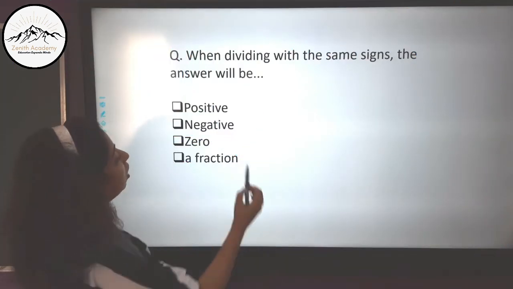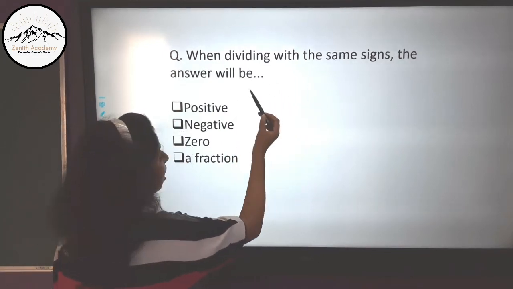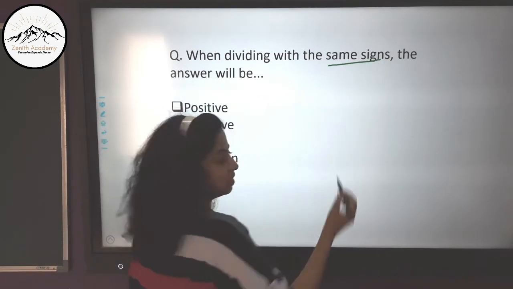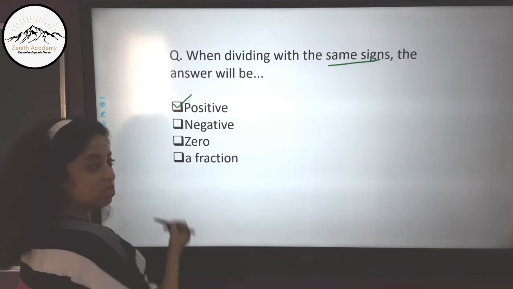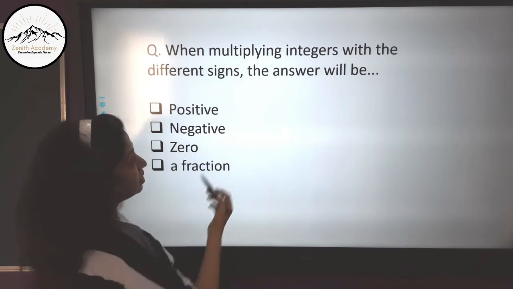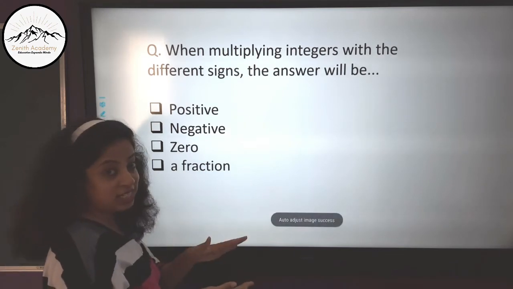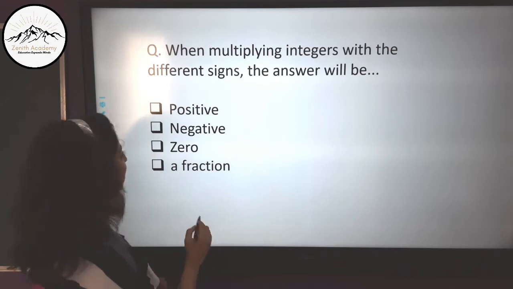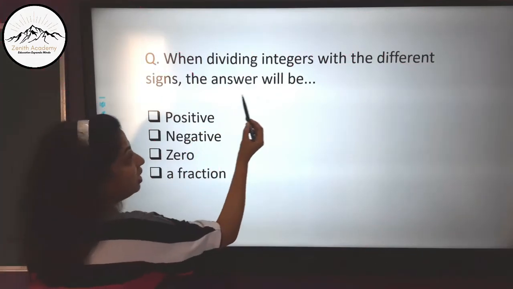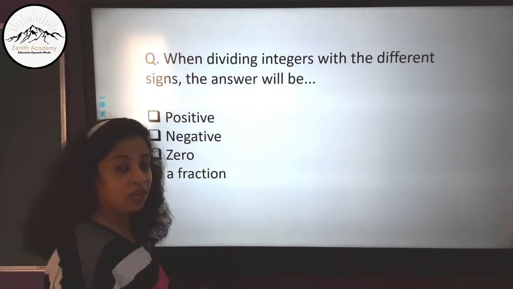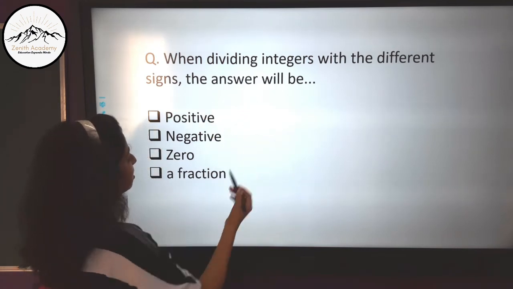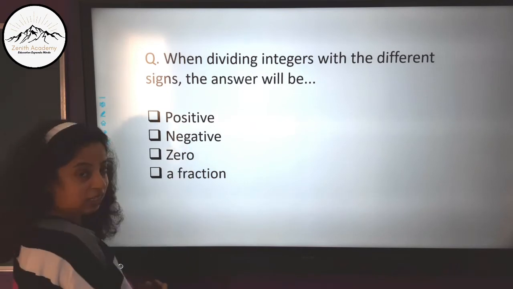Now next question, when dividing with the same signs, the answer will be, now here also we follow the same rule. Since there are same signs, the answer will always be positive. Let's look at another question. When multiplying integers with different signs, the answer is, yes, negative. When dividing integers with different signs, the answer will be, here also multiplying and division is the same. So again, if there is a different sign, the answer will be negative. So this is the correct answer.